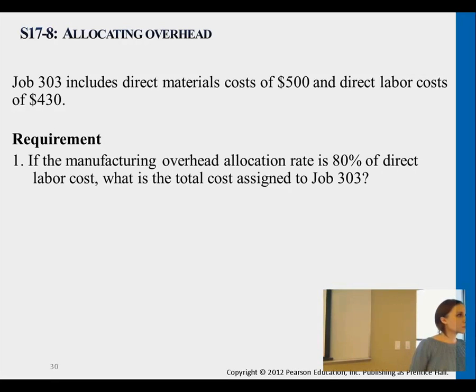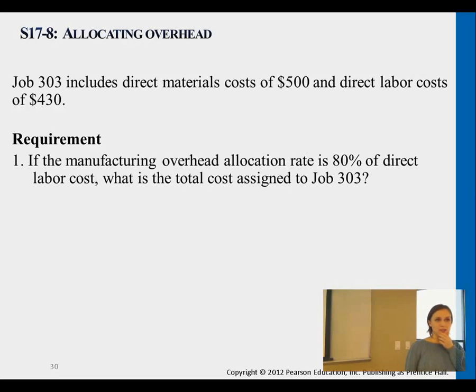Yes? Yeah? Almost? Try again. Yes. We're looking for the, so don't you do the labor cost times 80% to get the manufacturing overhead? So you have your direct materials of 500, right? You have your direct labor of 430, and now you need to find your manufacturing overhead. 80% of 430 for your manufacturing overhead? So how much are you getting? Yes. 1,270. 1,274? Okay.